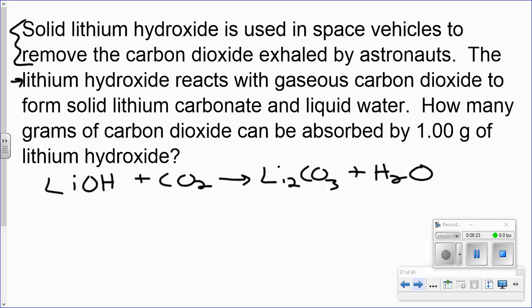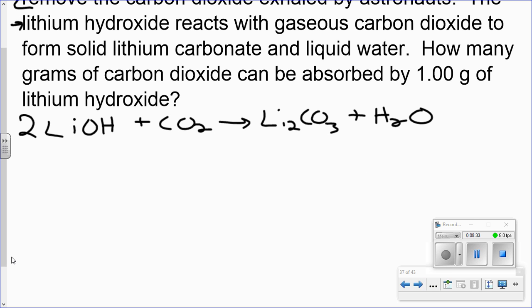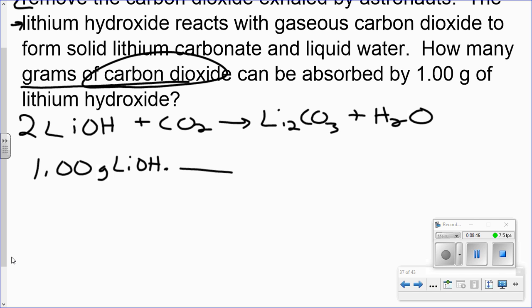This is still step 1, by the way. So I need a 2 here. That should do it, guys. That balances that equation. So step number 1 is done. Step number 2, if I have 1 gram of lithium hydroxide, it says how many grams of carbon dioxide. So I'm going from mass to mass. Grams of lithium hydroxide, but I want carbon dioxide, so stoichiometry takes care of this.